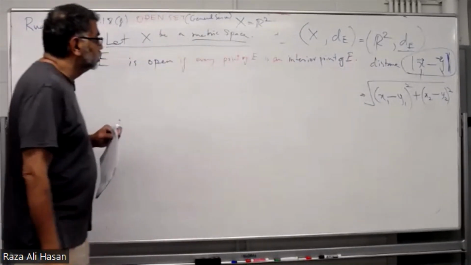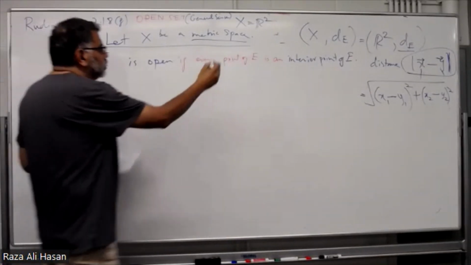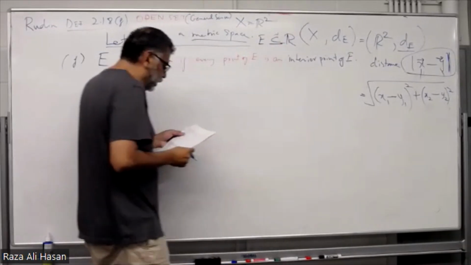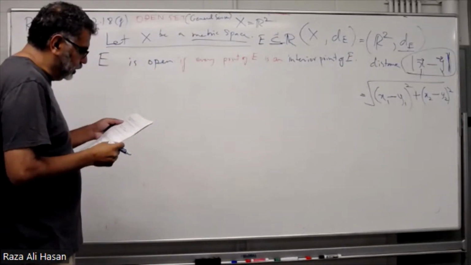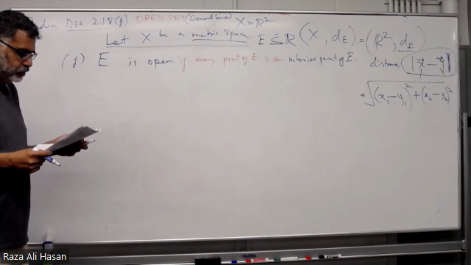And E is a subset of R, and X equals R, which I think he doesn't state in the definition, but that is understood. The other author does that.